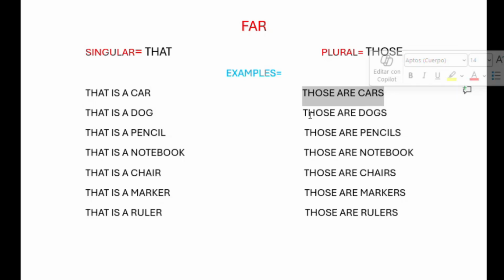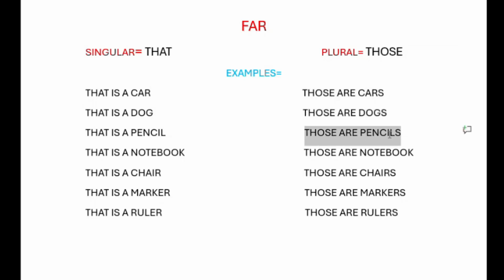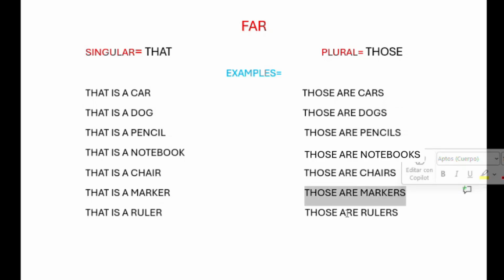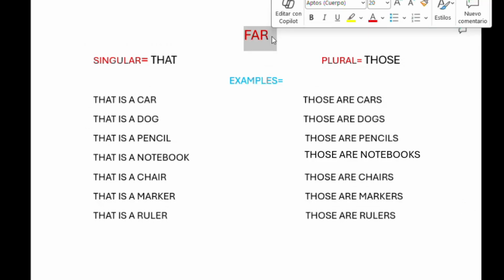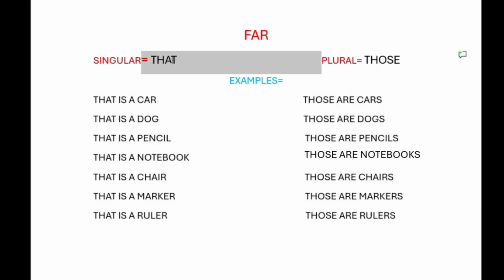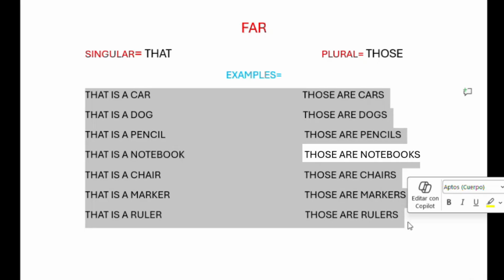Those are cars. Those are dogs. Those are pencils. Those are notebooks. Those are chairs. Those are markers. Those are rulers, right? So remember, when the object or the objects are far away, when you calculate the distance and you don't touch them, you can use that for a singular form and those for plural form, right?